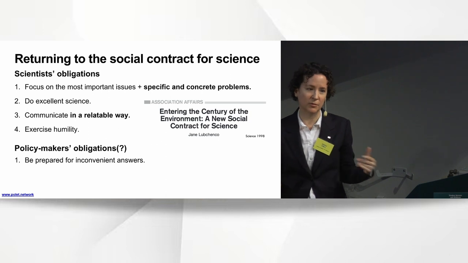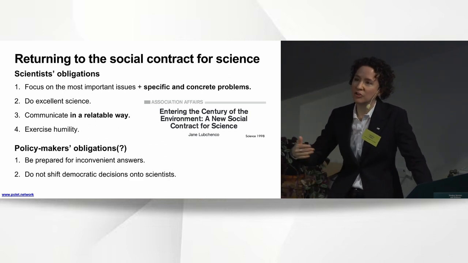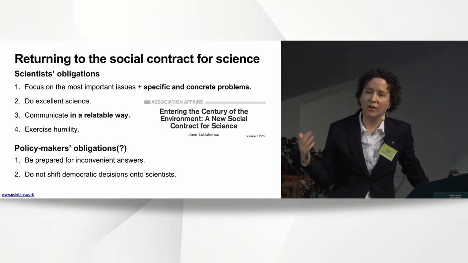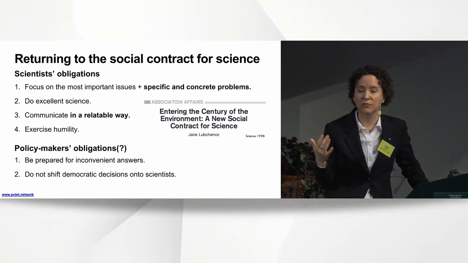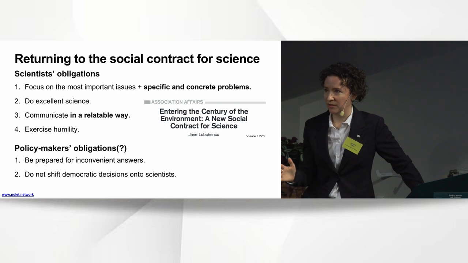It may not be possible to do in the real world, and we need to be prepared for that. And the second is we shouldn't shift democratic decisions onto scientists. So the environmental challenges that we're facing involve a number of trade-offs. There are winners and losers no matter what path we take.